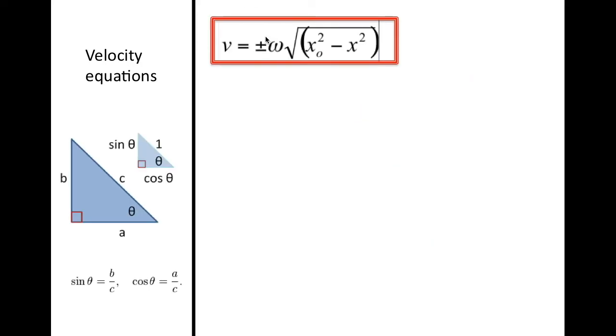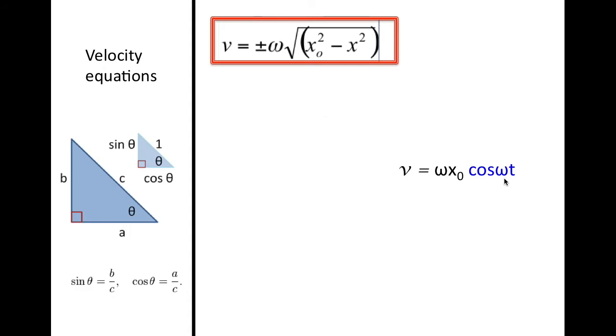There is another equation that you use in order to find the velocity at a particular position. The derivation isn't necessary to know, but I just wanted to show you so that you're aware of how this equation was derived. So we have been given this equation that we already derived from the last slide, and that is that velocity is equal to omega x sub 0 cosine omega t.